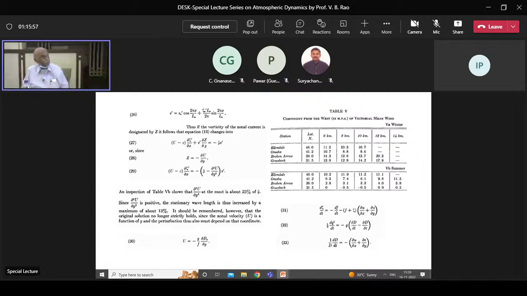Okay? Now, in this case, if you finally see that C equals U minus beta by K square, that is C equals U minus beta L square by 4 pi square, pay attention. Normally, U in the atmosphere is higher than beta by K square. So, Rossby waves in the Earth's atmosphere typically move from west to east, C positive. But the classical Rossby wave in the ocean, where there is no U bar, typically propagates from east to west.